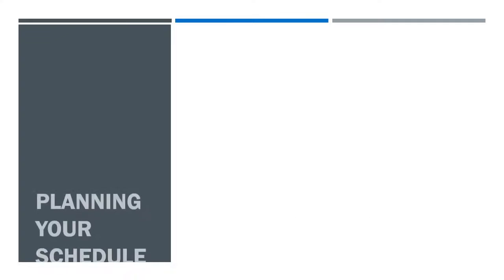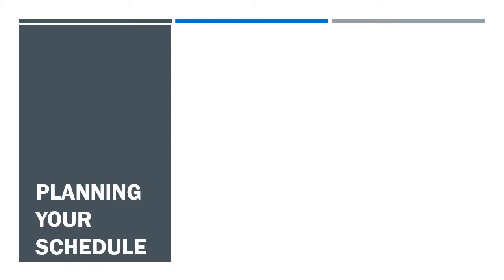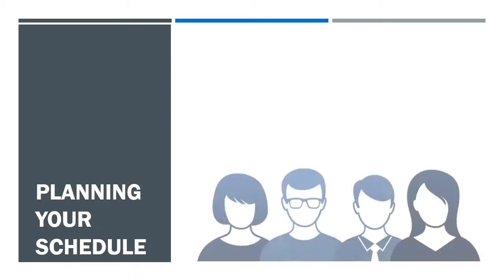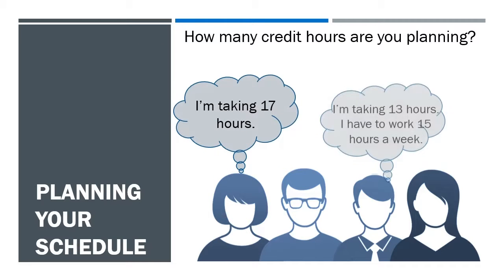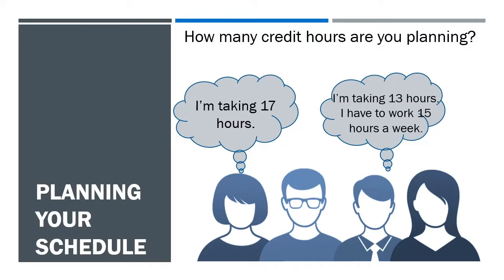Everyone's needs are going to be a little different. So when planning your schedule, you need to think about what's best for you. Let's start with the number of hours you need. Maybe you're going to take a full load of 17 hours, or maybe you need to take a reduced load to account for a work schedule or maybe an athletic practice schedule.